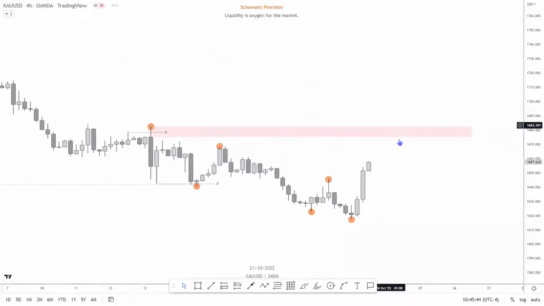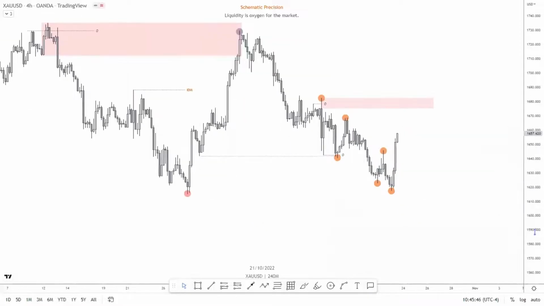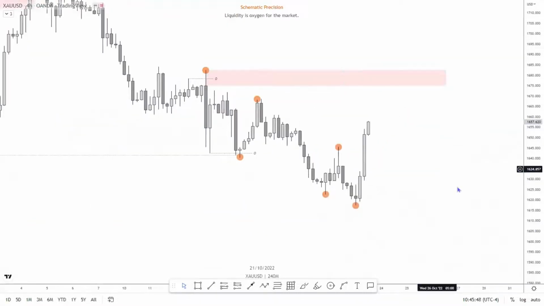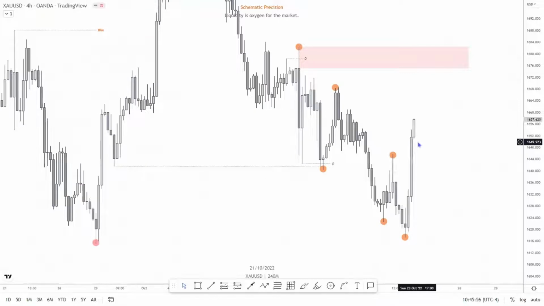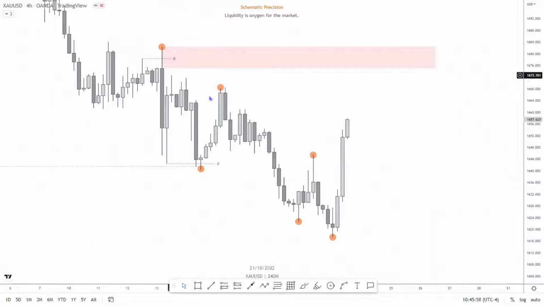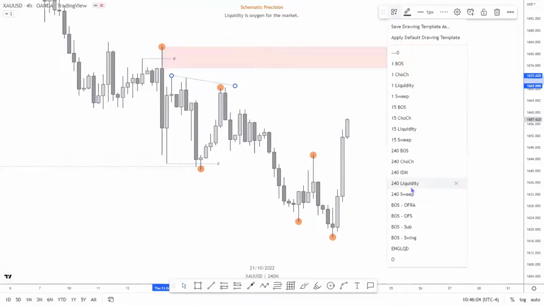Jumping on to the lower time frames, this was the market structure here. So price has shifted to the bullish side for a short time. So I will be expecting price to go higher, and price should take all these highs here as liquidity.